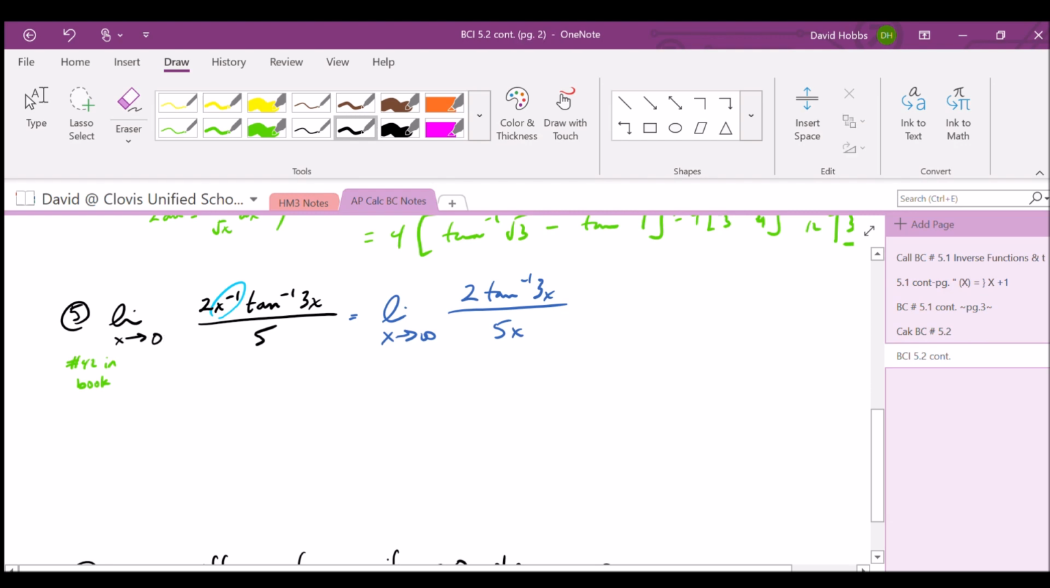Because if we're going to be doing the limit as x goes to infinity, inverse tangent of 3x was going to be going to pi over 2, and this was not going to be the situation that we wanted. So I'm sorry, it's supposed to be limit as x goes to 0. Okay, so let me fix that over here as well. Okay, limit as x goes to 0.